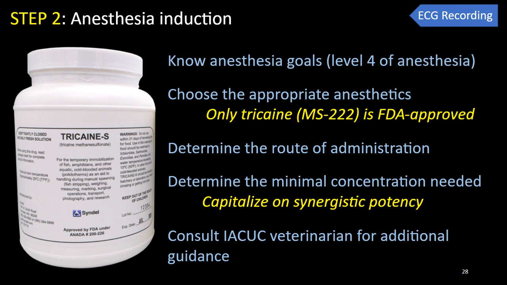So the key here is to choose the appropriate anesthetics for your experiments and to determine the minimal concentration needed, the depth and duration of anesthesia by balancing the anesthetic toxicities against the need to absolutely suppress motion artifacts. A typical strategy to lower toxicities is to capitalize on the synergistic potency of a combination of anesthetics and paralytics to lower the dose of individual agents. And if needed, you can consult the veterinarian at your institution for more guidance.